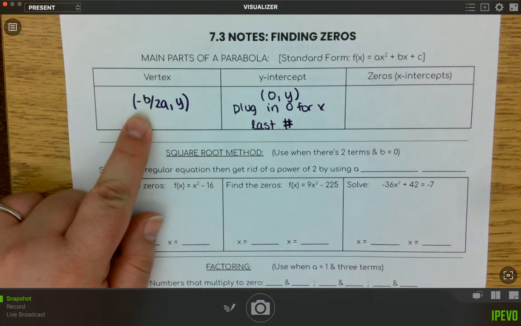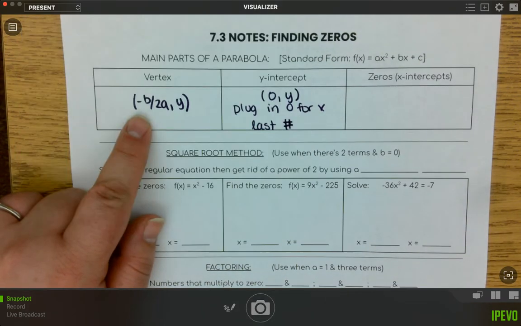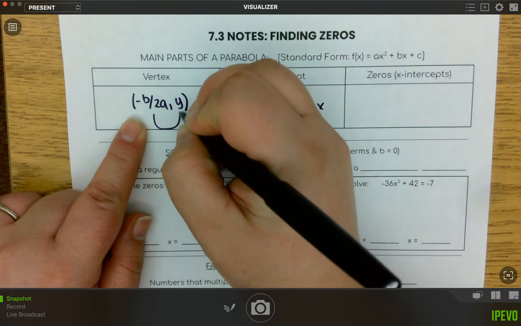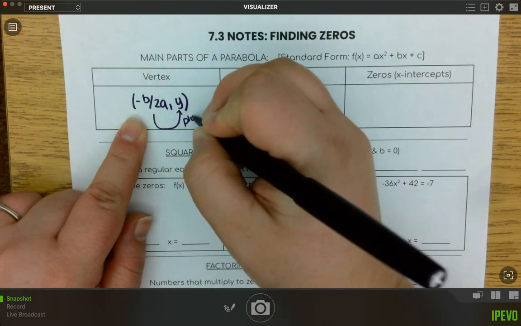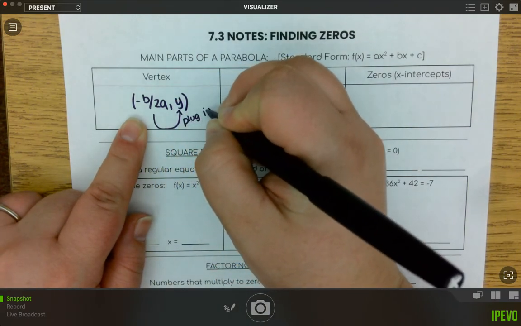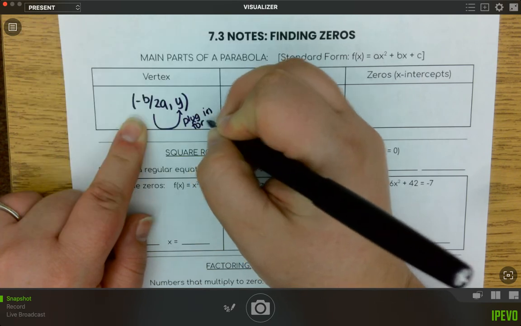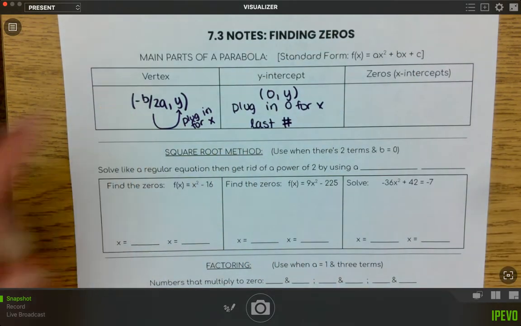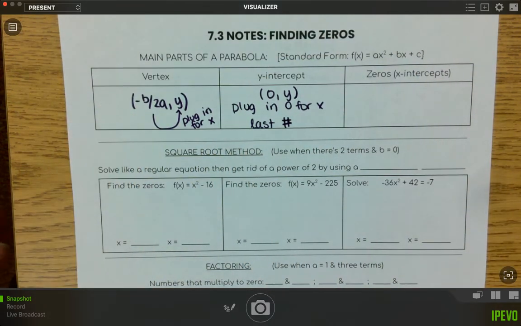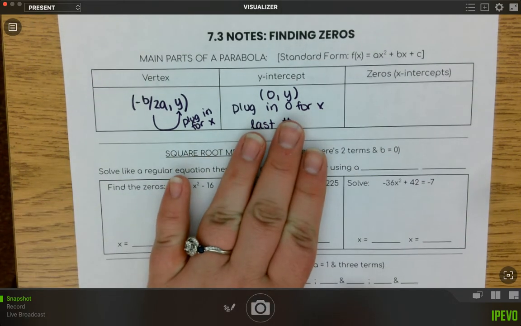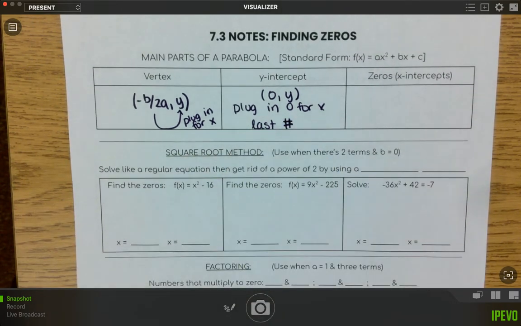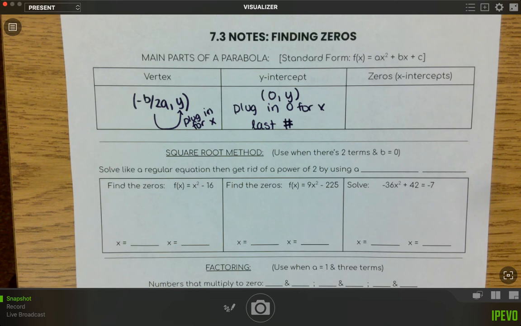Negative b over 2a is the vertex, and then you take that number and you plug it in for x. What I mean by plug in for x is basically substitute it in the equation for x. For the y-intercept, you plug in 0 for x always, because x is always 0 on the y-intercept, and it's always going to end up being your last number.